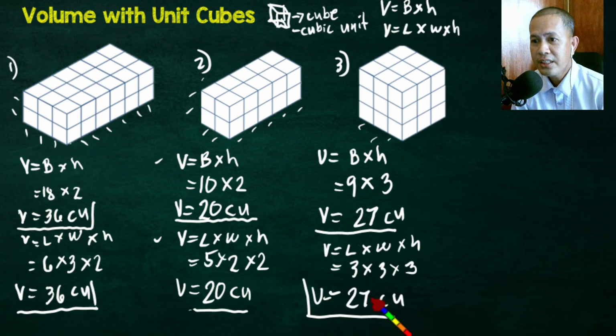Okay, so that is how we find the volume with cubic units using the formula B times H, or length times width times height. So just count the number of cubes, you got your volume of your solid figure.